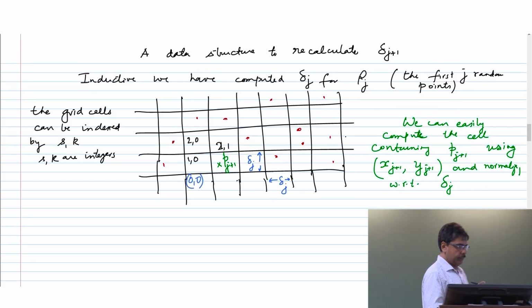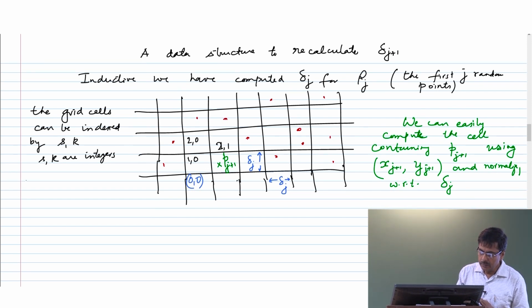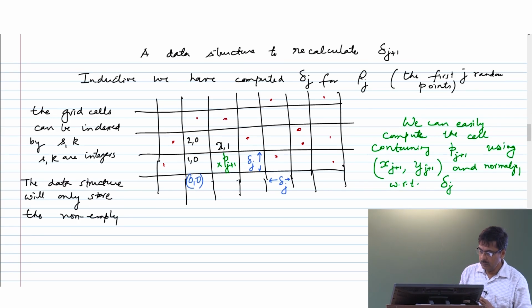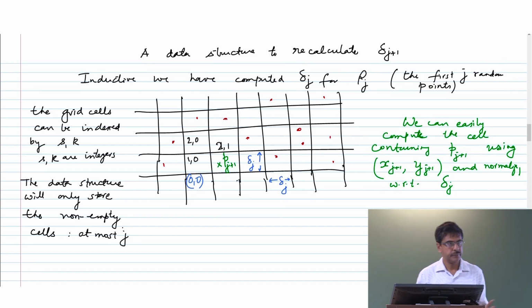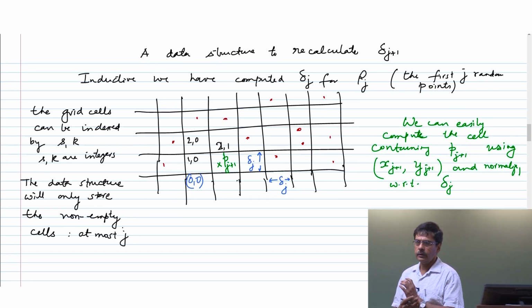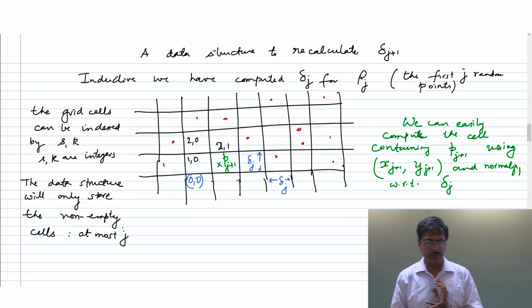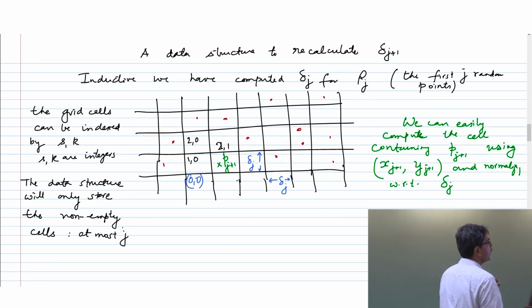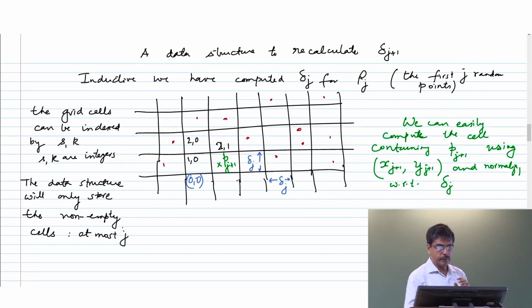So, let me point out that the data structure will only store the non-empty cells, and that is at most j. So, everything is finite, we are not dealing with the infinite thing, it is just a hypothetical grid that we have placed. So, now this point comes in and it falls into some cell.